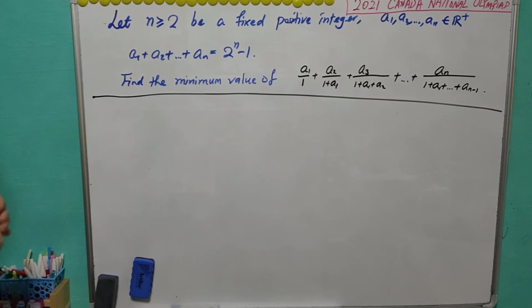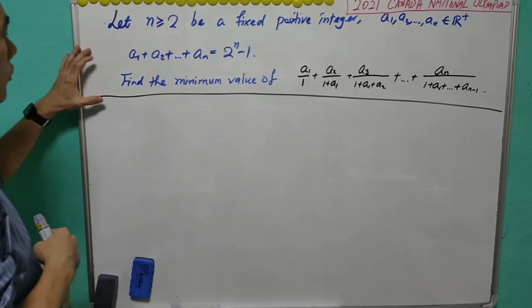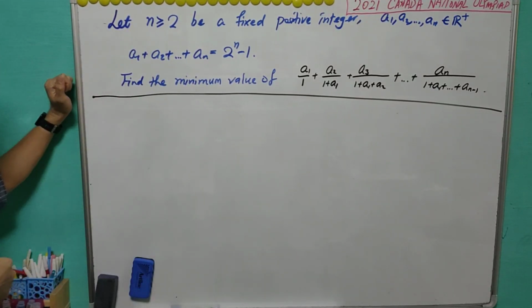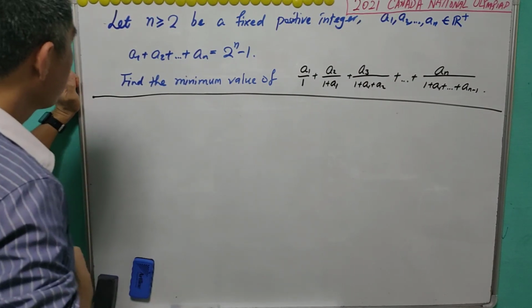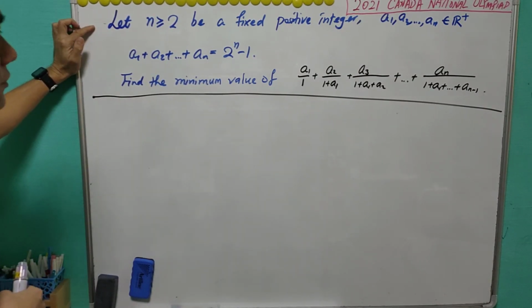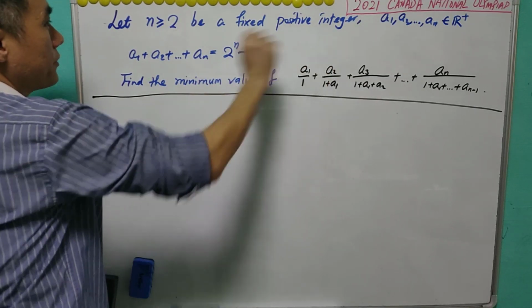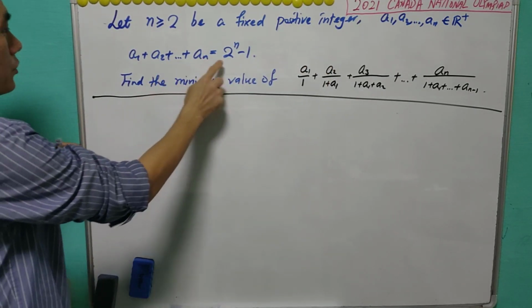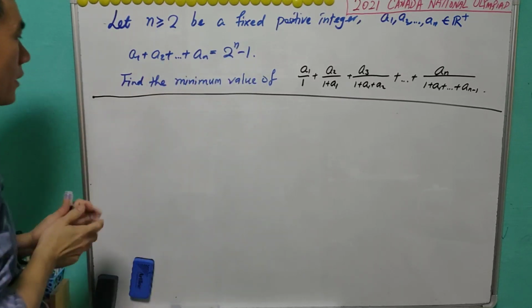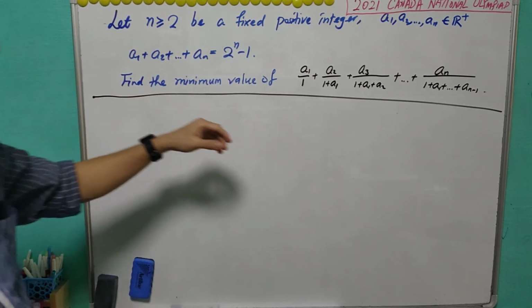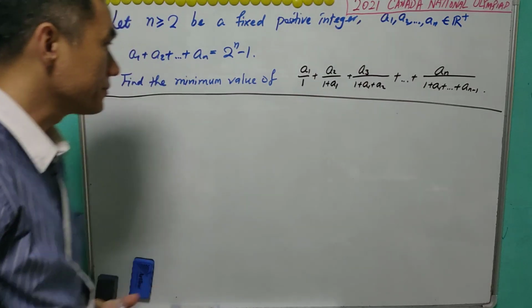For today's lesson, we are going to solve this inequality question from 2021 Canada National Olympiad. So n is a fixed positive integer and all the ai are positive real numbers such that the sum equals 2 to the power n minus 1. We are asked to find the minimum of this expression.